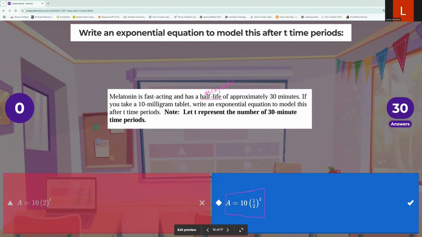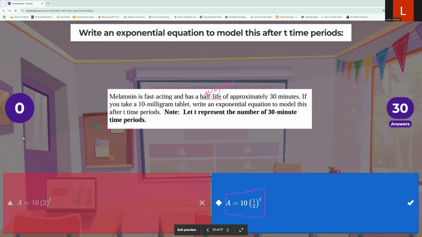Now notice that 30 minutes wasn't used because the 30 minutes was telling you how t is being represented. Like sometimes t is weeks or days or months. Here, t represents a 30-minute interval of time, okay? So it's just telling you how they're breaking up the measurement of time.